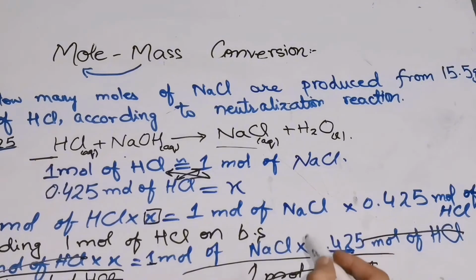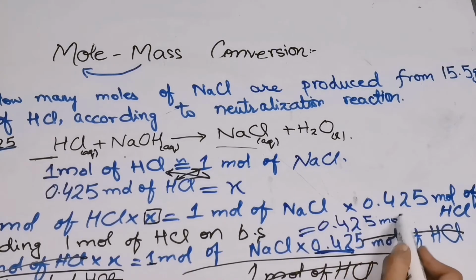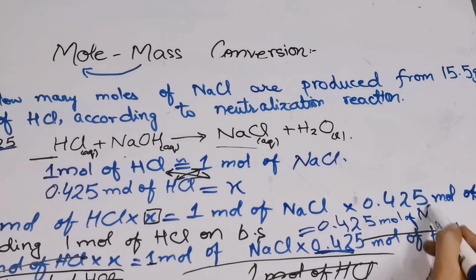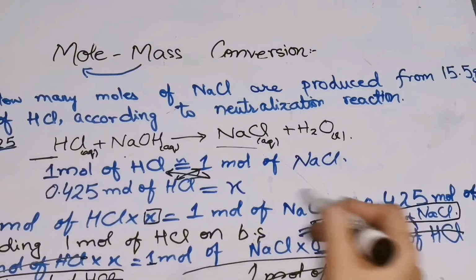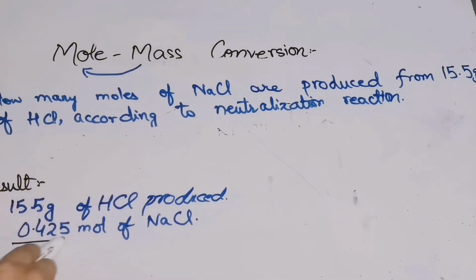I will rewrite over here the answer: 0.425 mole of NaCl. So 15.5 gram of HCl produced 0.425 mole of NaCl. I hope you all understood this example as well.